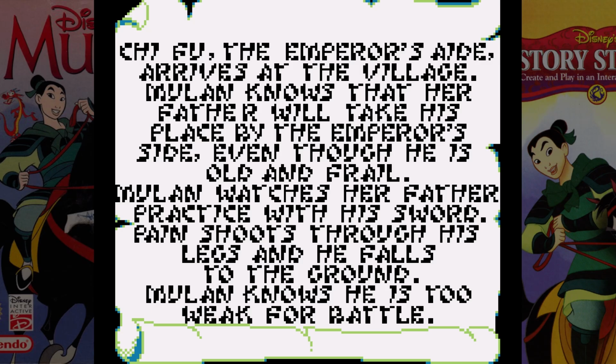Chifu, the emperor's aide, arrives at the village. Some village, don't worry about it. Mulan knows that her father will take his place by the emperor's side, even though he is old and frail. Mulan watches her father practice with his sword. Pain shoots through his legs and he falls to the ground. Mulan knows he is too weak for battle. So this opening scroll covers about the first half hour of the movie, basically.